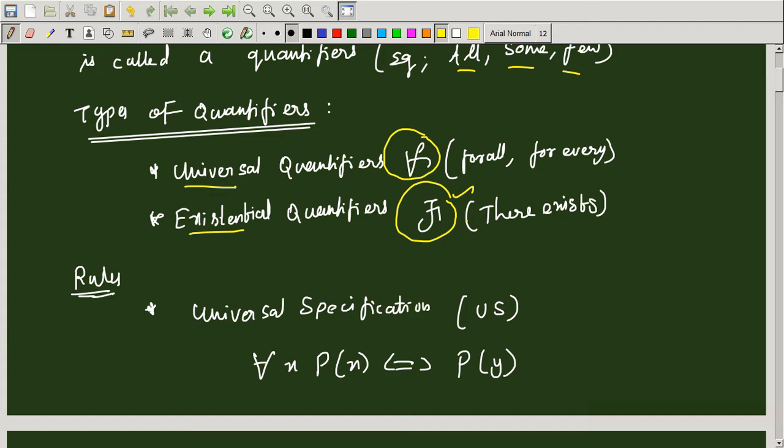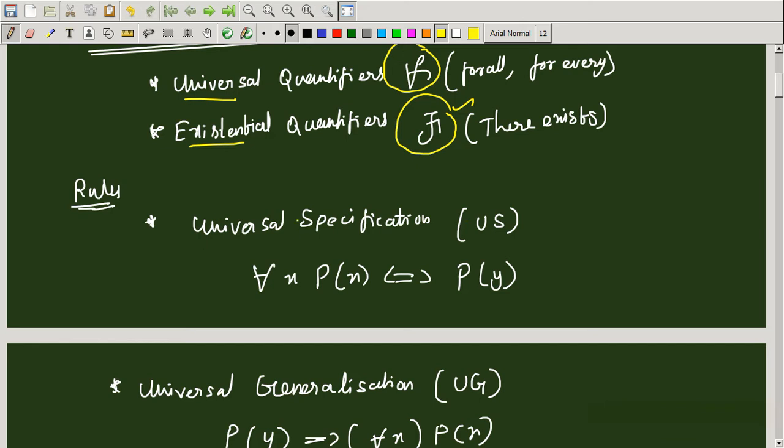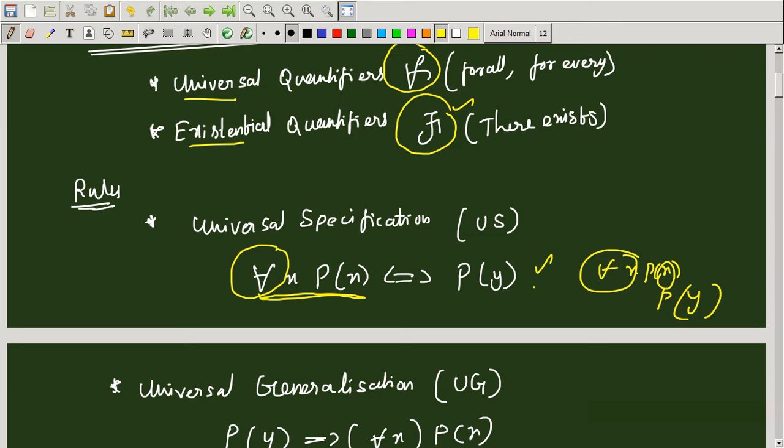Yes, let's start. First rule, universal specification. What is universal specification? Here they give the generalization, with the symbol called for all, that is universal generalization. From this, we are going to make a specification. That's why this is called universal specification. Instead of for all x, p of x, I am going to denote the x as y, so that is p of y. So this is called universal specification.